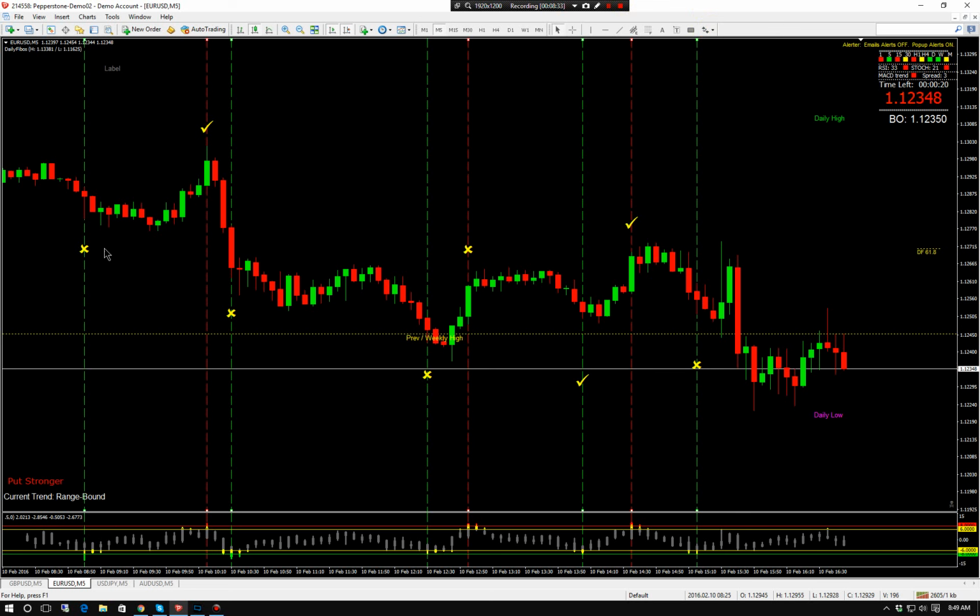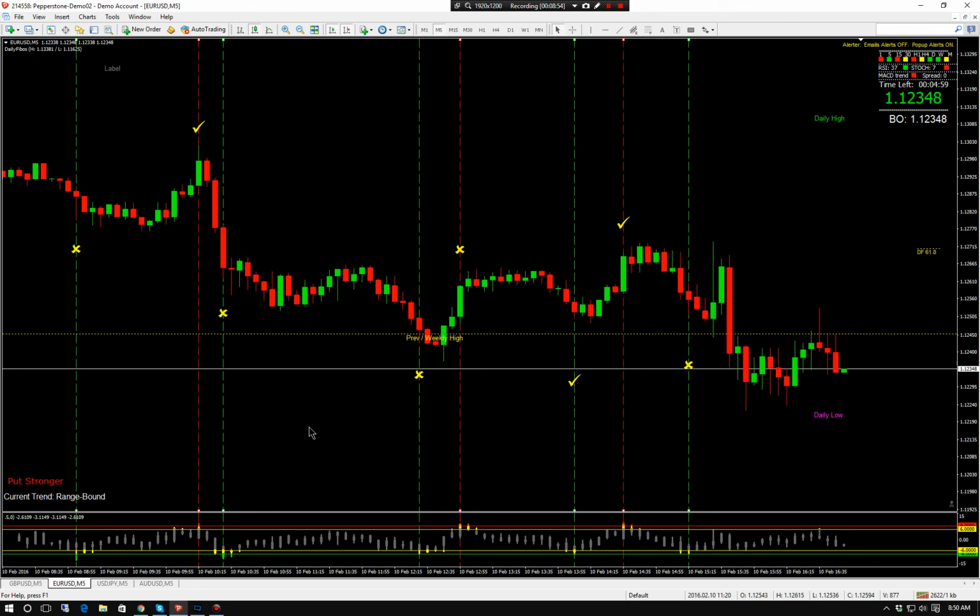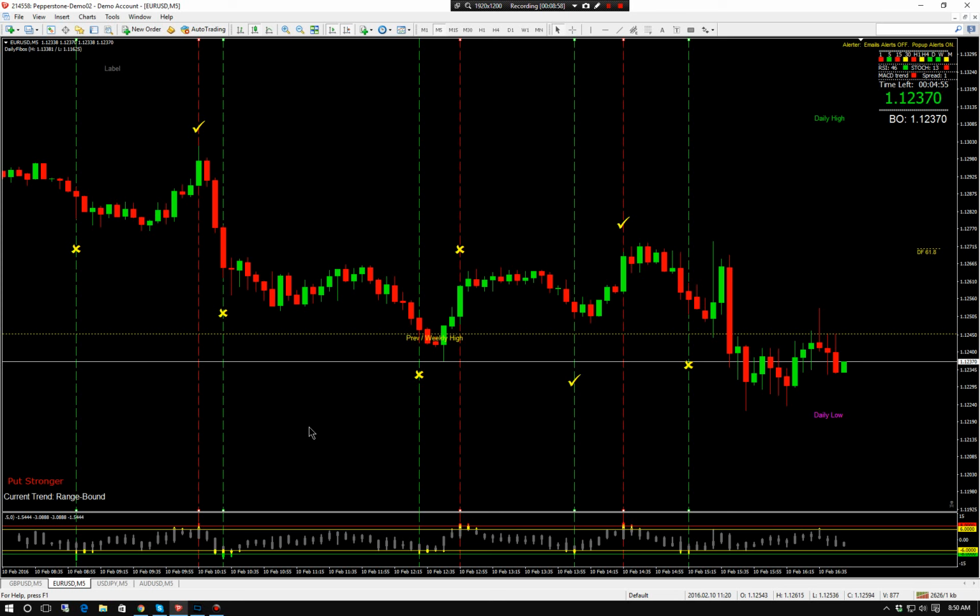Okay, so here's what we got. We got what? 1, 2, 3, 4, 5, 6, 7, 8 trades. And 5 of them were fail, 3 were win. So we're already below 50%. That's on overbought, oversold completely by itself. So that's my first indicator that I might not want to be trading this today because overbought, oversold isn't working.